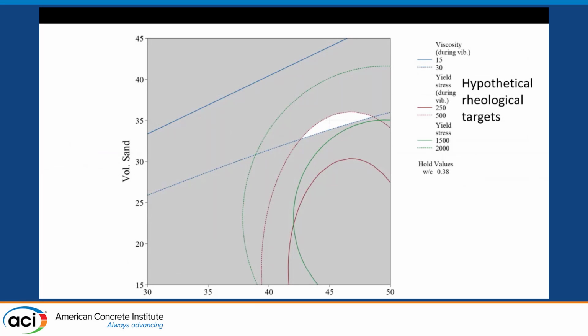Now, because we have those equations, you can also plot and kind of zone in on what your first trial mix should be. I've picked some random hypothetical targets here: viscosity during vibration should be between 15 and 30 pascal second, yield stress during vibration, yield stress at 0.38 water cement ratio, right? Because we have those equations, and within that experimental space, all these responses have been modeled. You can zone in on, okay, maybe we should start here. This should be the properties for my first trial mix. You'll need to adjust it a little bit, but you're not flying blind.